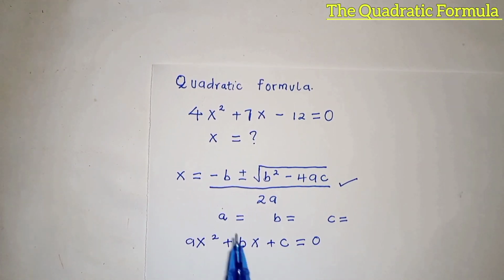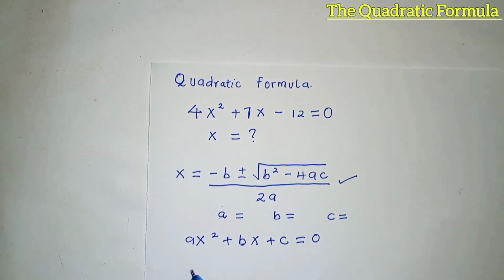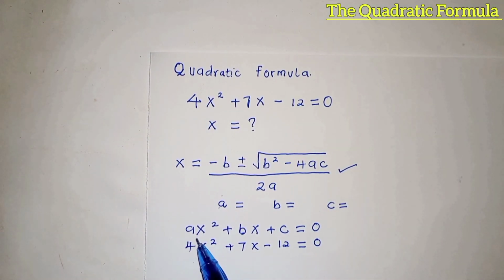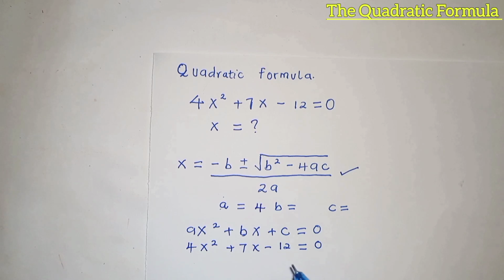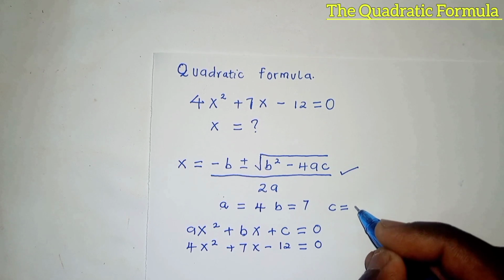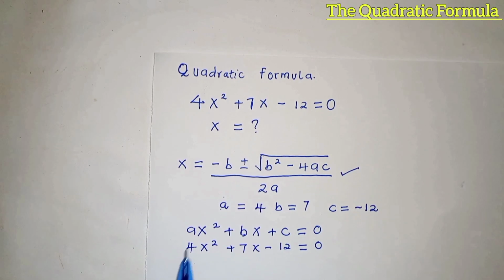Then to be able to obtain the values of a, b, and c, you just have to write this equation down here: 4x squared plus 7x minus 12 is equal to 0. Then from there, you just obtain the values. So a is equal to 4, b is equal to 7, c is negative 12.